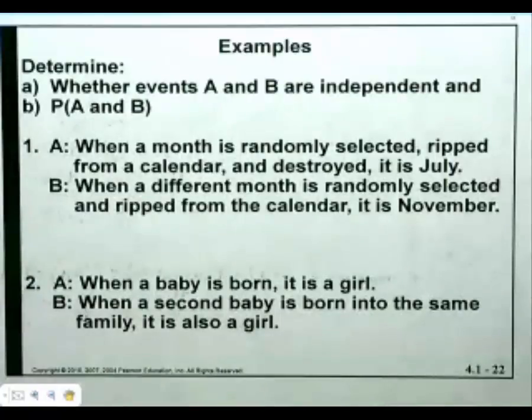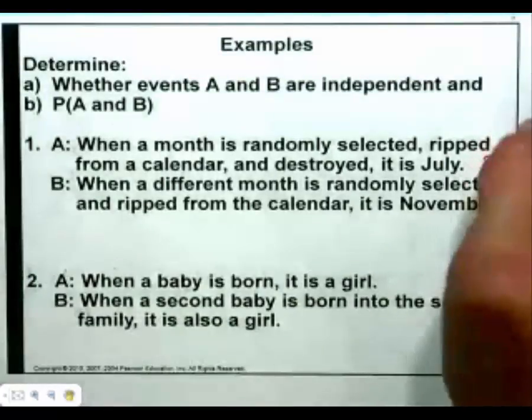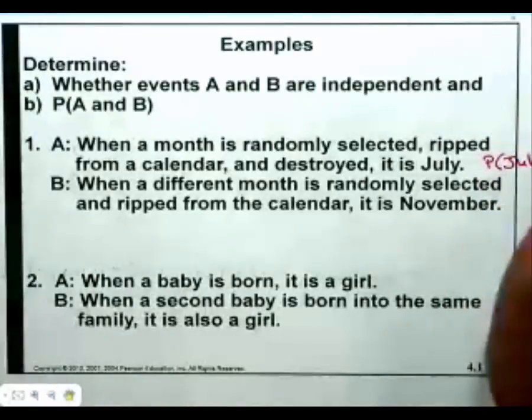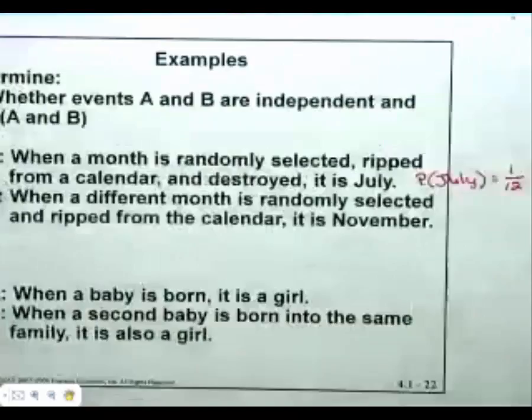Let me see where I can write that down. Probability of July is 1 out of 12. Now I'm going to close my eyes again, rip out another page, and see if it's November. Would those 2 events be dependent or independent? Tell me why you're saying dependent. You've already ripped out a page. There are no longer 12 pages in the calendar.